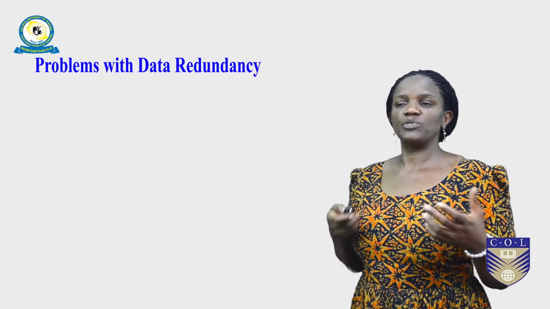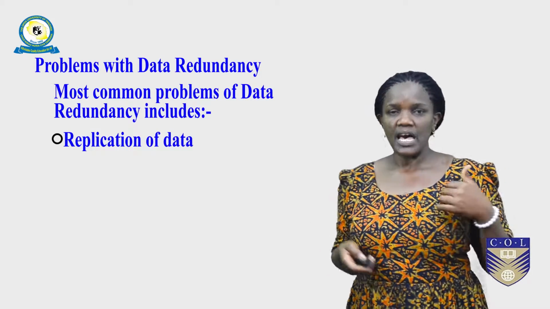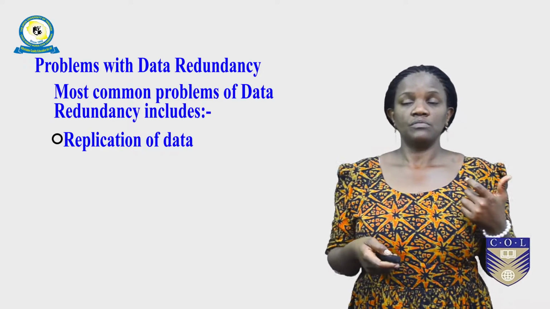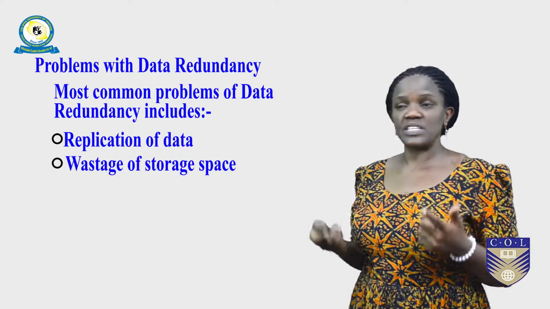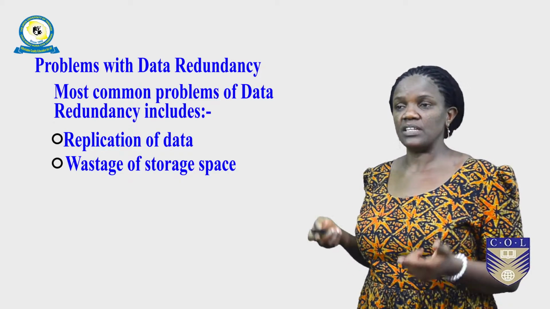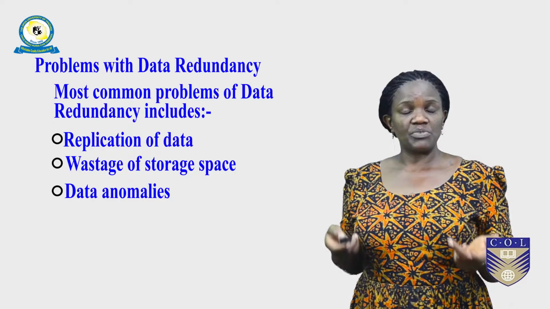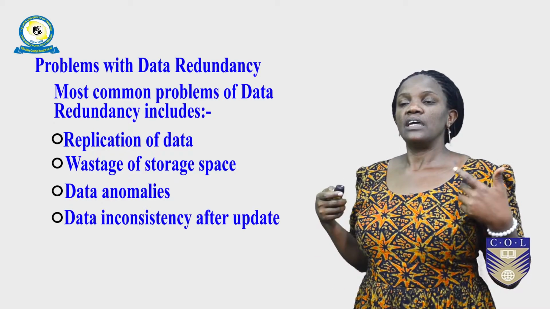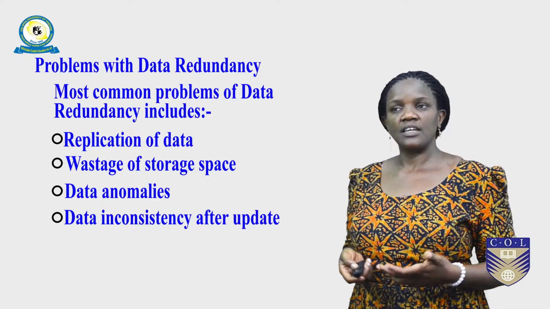So, what are the problems with data redundancy? The most common problems of data redundancy include replication of data. Because you have replicated data, that means there is wastage of storage space within that system. It also brings about data anomalies. It also brings data inconsistency after update.